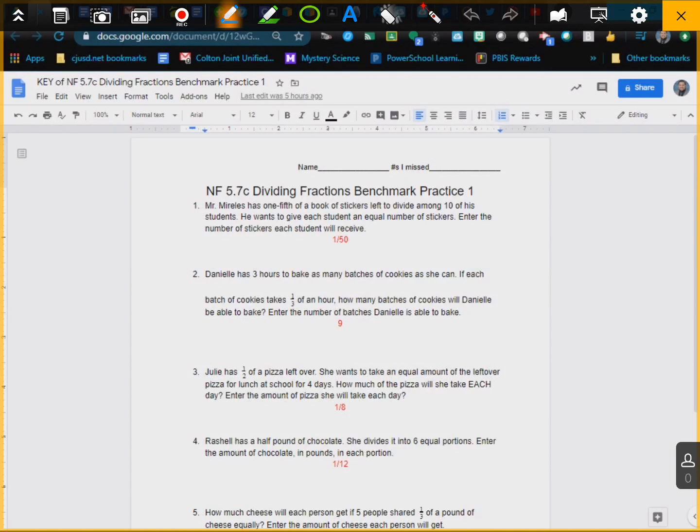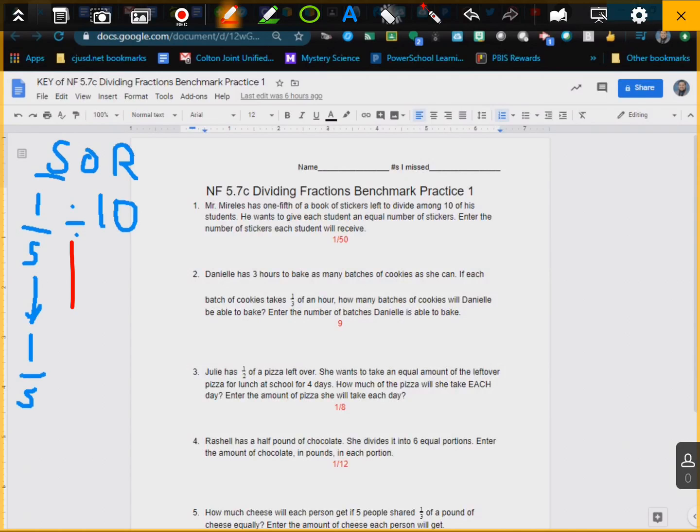So remember, the acronym I've given you, SOAR. When we divide fractions, it's SOAR. Well, what's being divided? The 1/5 is being divided, okay? And it's going to be divided among 10 students. So the S stands for same, so 1/5 stays the same. The O stands for opposite. The opposite of division is multiplication. And the R stands for reciprocal, which is the number flipped.